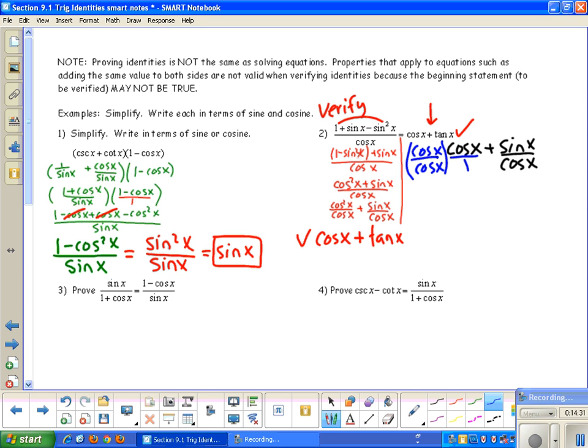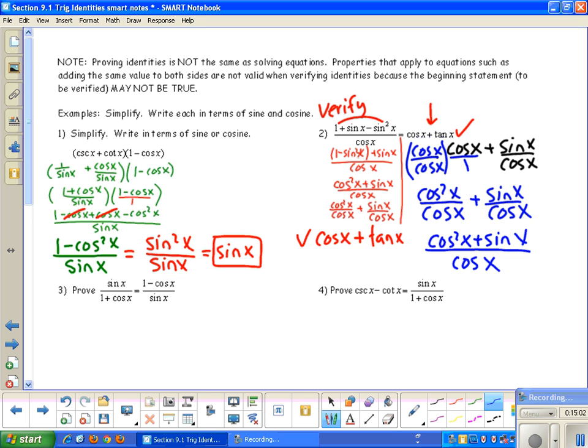And this does not change my equation by doing that, because cosine x over cosine x is like multiplying your equation by 1, so it doesn't change it. Now when I do that, I get cosine squared x over cosine x plus sine x over cosine x. And then I can combine my numerator over my common denominator, which is cosine x. So cosine squared x plus sine x over my common denominator, cosine x.